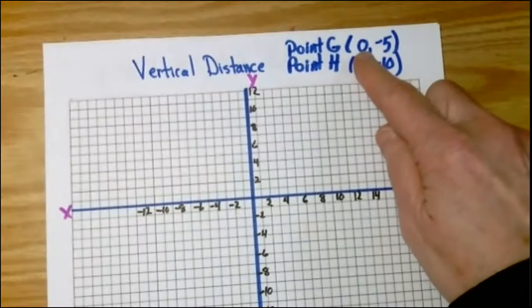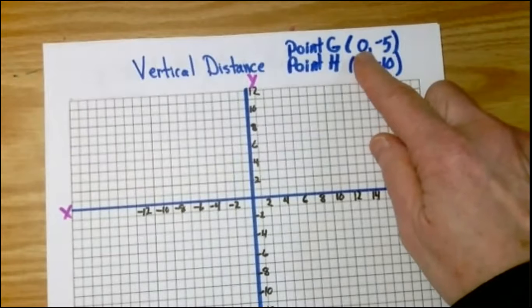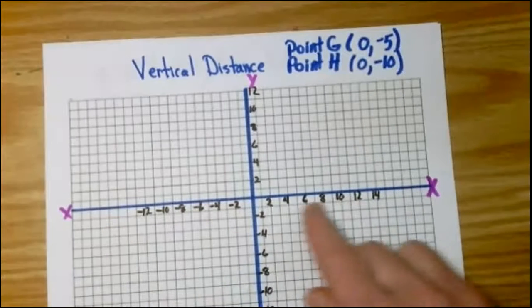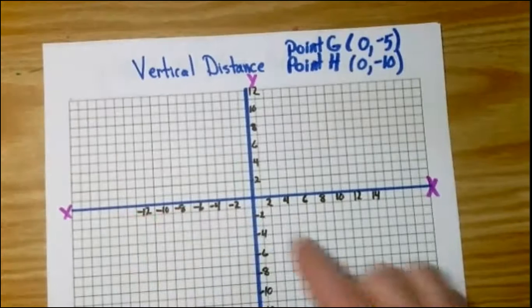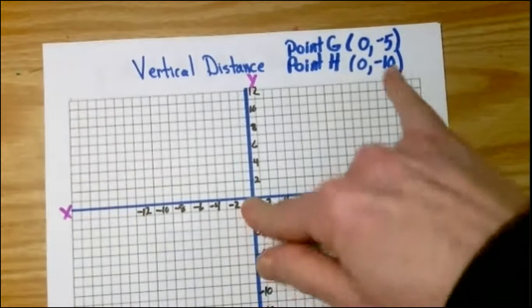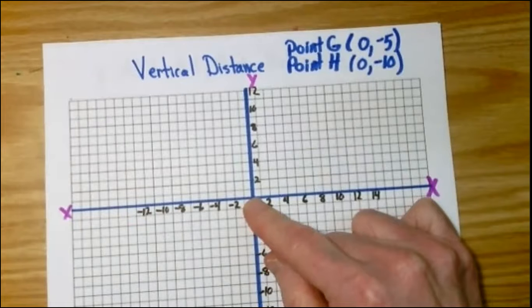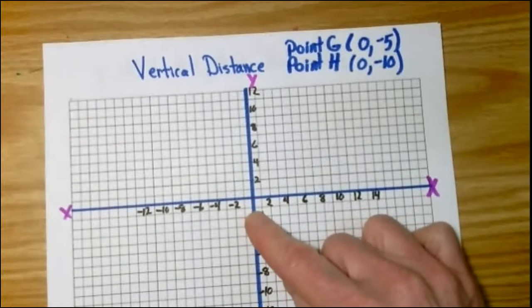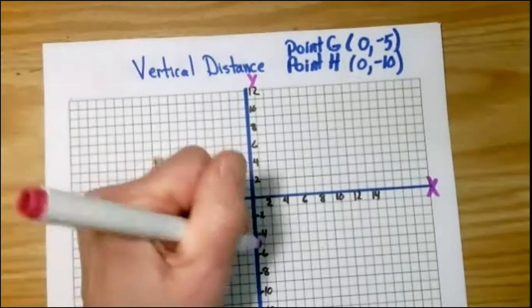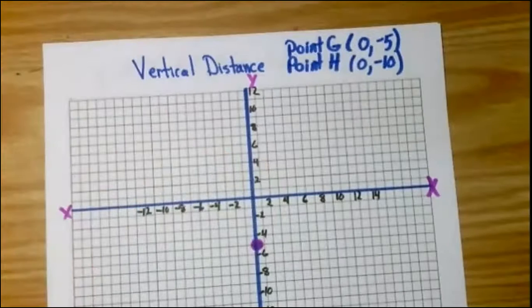So point G is at 0, -5. So 0 is my x-coordinate. Where is 0 on my horizontal? Exactly, right in the center. Where is -5 on my vertical, my y-axis? Exactly, going down, so between the 4 and the 6. So this point is actually right there.